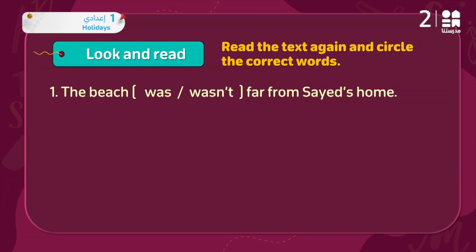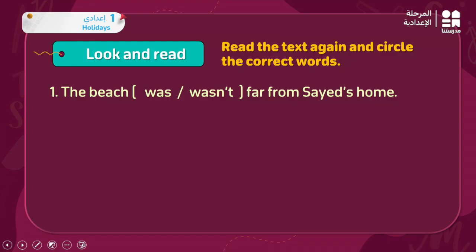طيب let's have another exercise about what Said said to us. The beach was or wasn't far from Said's home. احنا قلنا البيتش كان قريب من بيت سيد في الغردقة ولا بعيد؟ Excellent. The beach was far from Said's home. Sorry, wasn't، هو كان قريب، يبقى the beach wasn't far from Said's home، ما كانش بعيد عن بيت سيد.